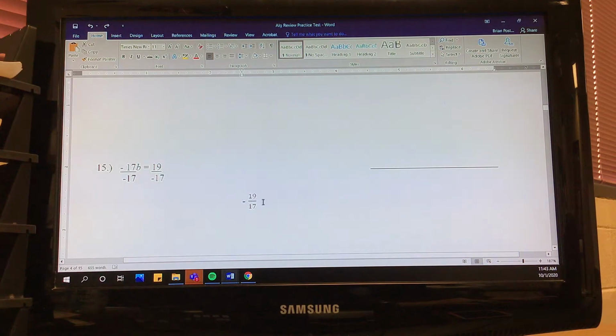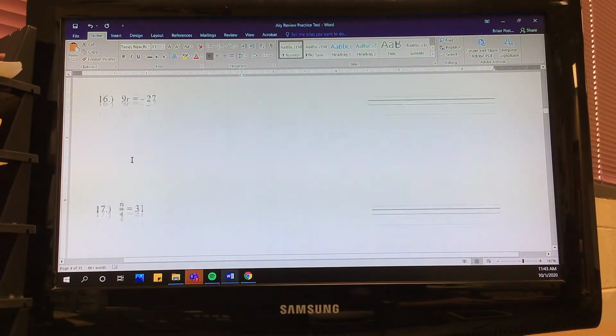However, we need to make it mixed, so we need to keep our denominator. 17 goes into 19 one time. Not two, one time. Our remainder is 2. So this right here is our final answer, and this is how you show your work. Then put the answer on the answer line.